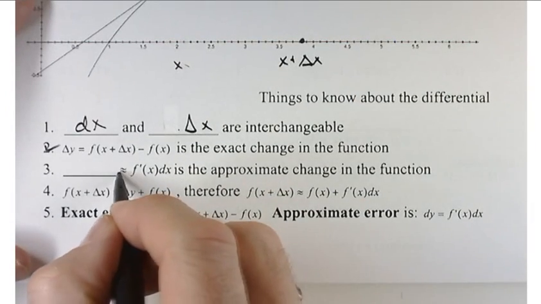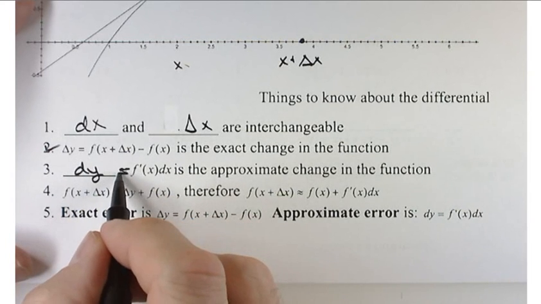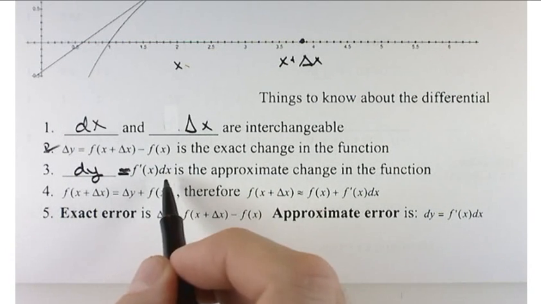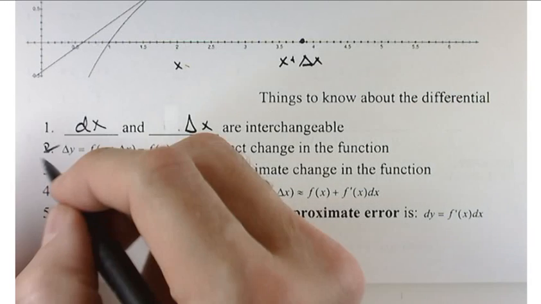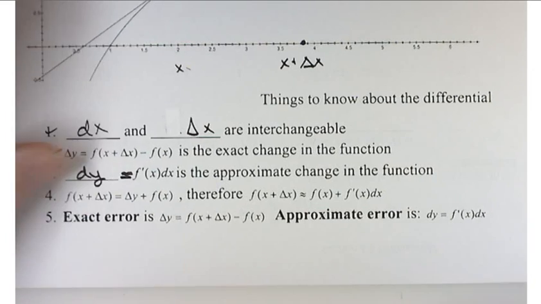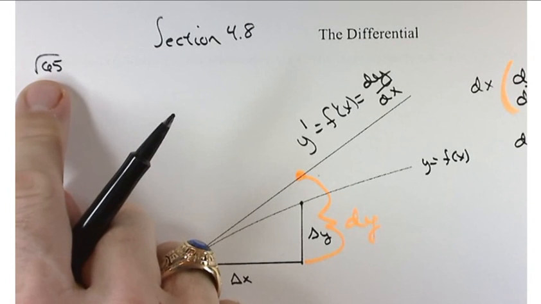And let's just do this. Dy, and make that an equals, not an approximately equals, because dy is defined as f prime of x times dx, and that's the approximate change in the function. How does that help me out? Well, it's going to give me a different way to do approximations. It's going to give me a different way to approximate things like the square root of 65.